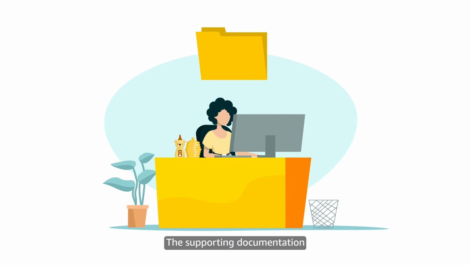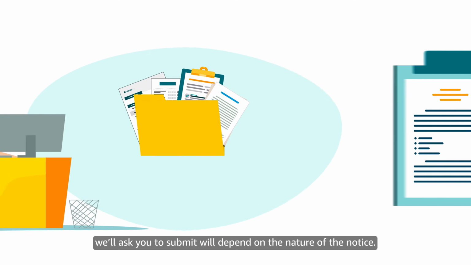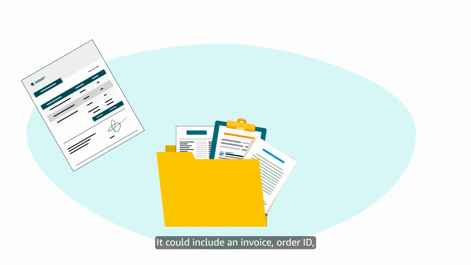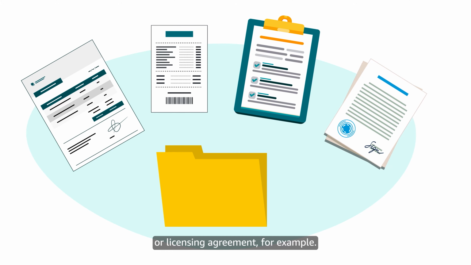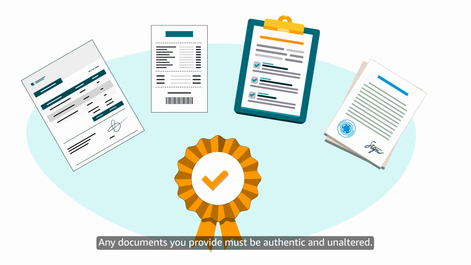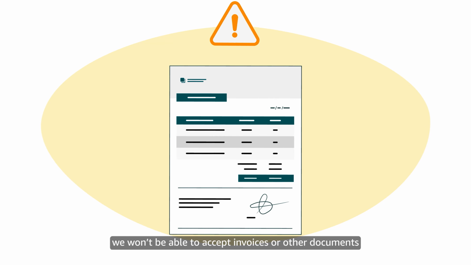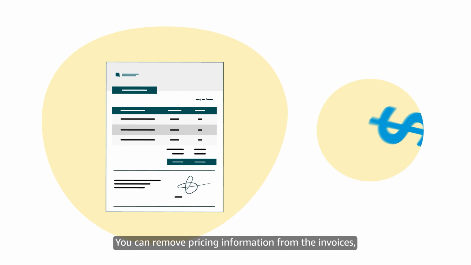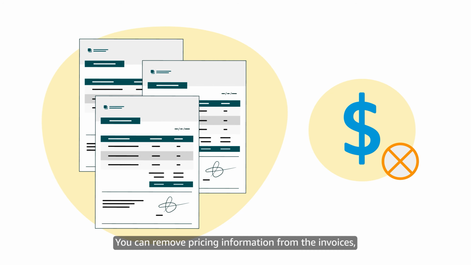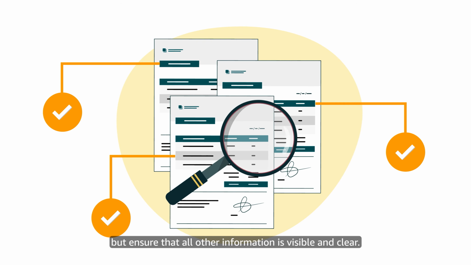The supporting documentation we'll ask you to submit will depend on the nature of the notice. It could include an invoice, order ID, letter of authorization, or licensing agreement, for example. Any documents you provide must be authentic and unaltered. In other words, we won't be able to accept invoices or other documents that have been manipulated. You can remove pricing information from the invoices, but ensure that all other information is visible and clear.